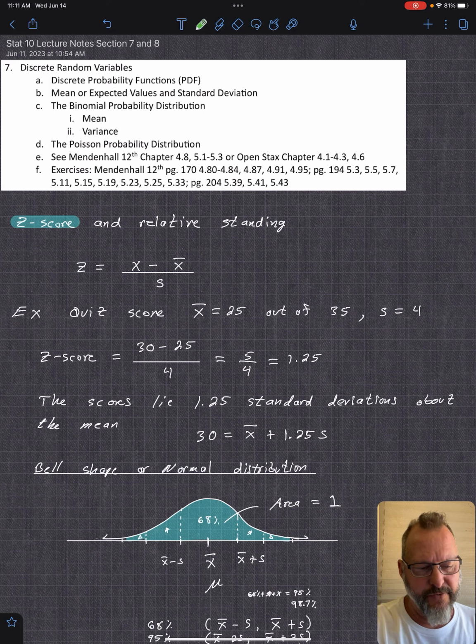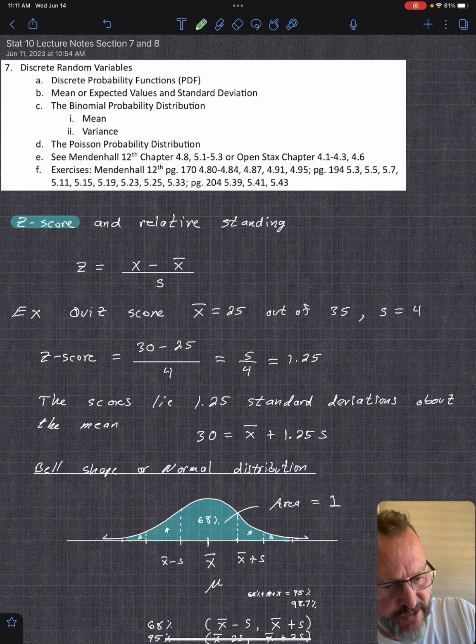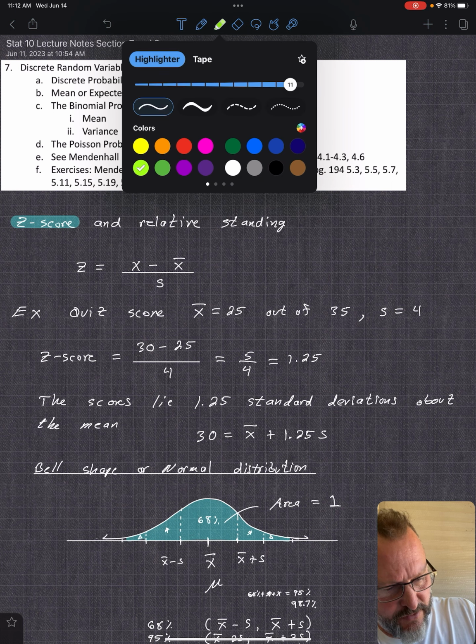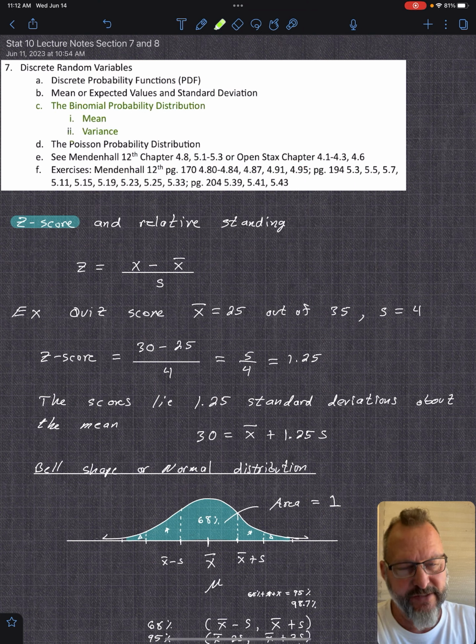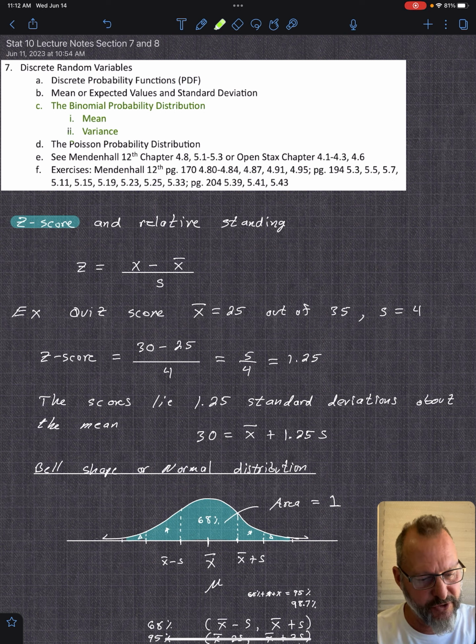Let's continue in section 7. We are going to look at 7C right now. It's not going to highlight. Oh well. So the binomial distribution, mean, variance, etc. Let's talk about that.